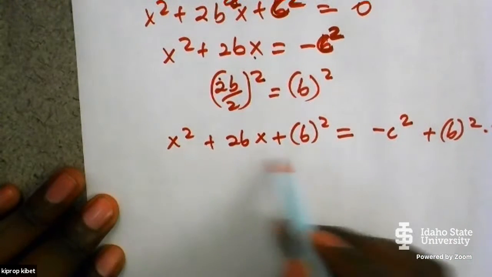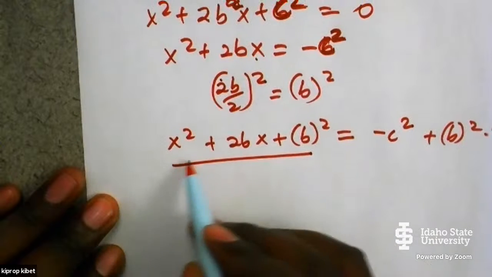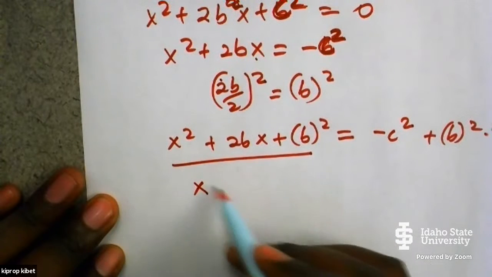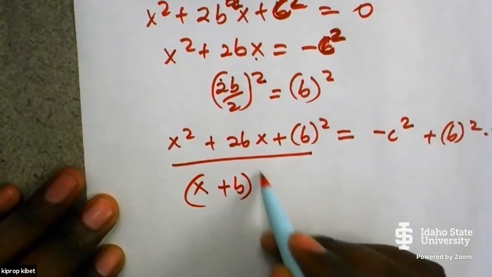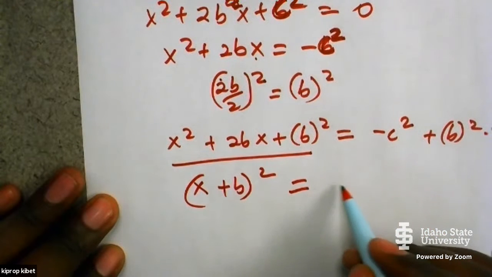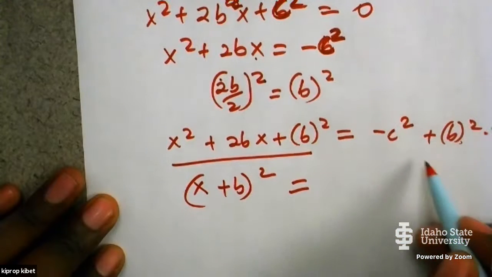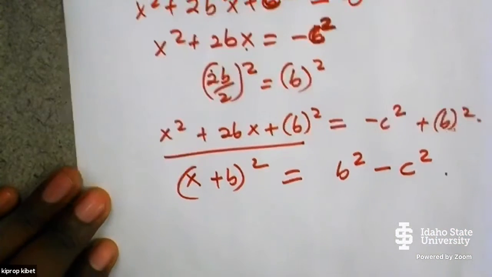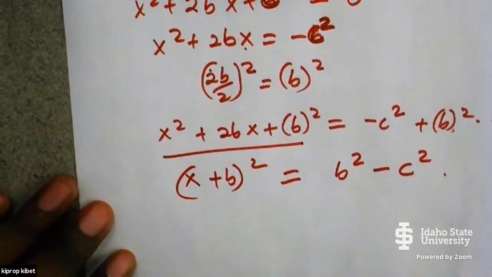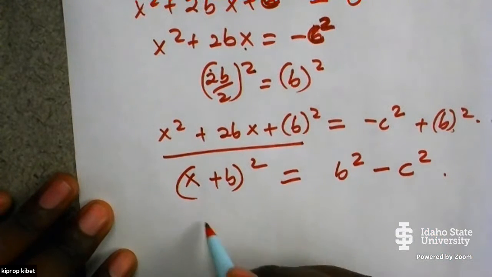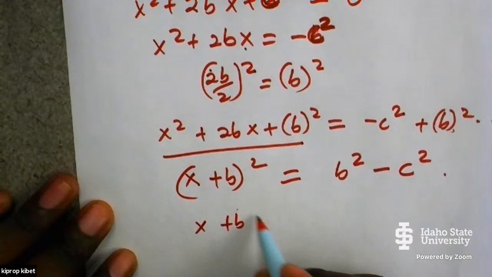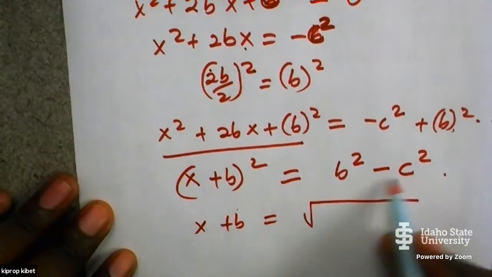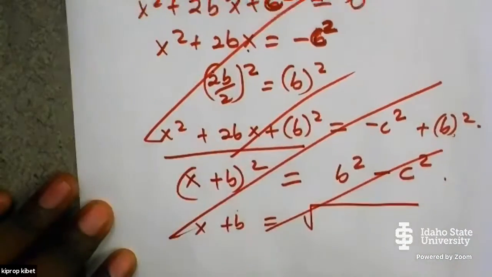And then we now write it in this form: (x plus b) squared equals b squared minus c squared. Then we find the square root. So x plus b equals the square root of this. Is it plus or minus the square root? Plus or minus. We'll still come to that. So that's a way of solving.